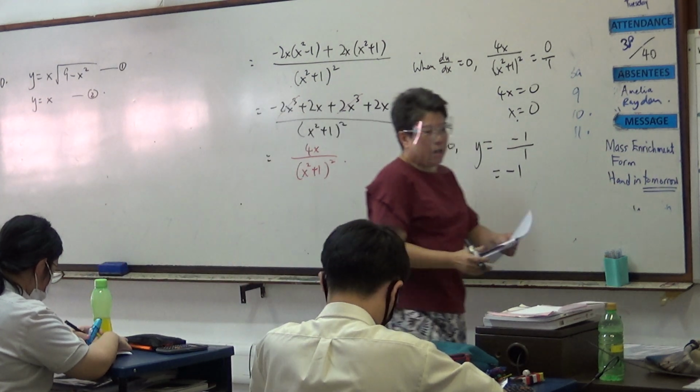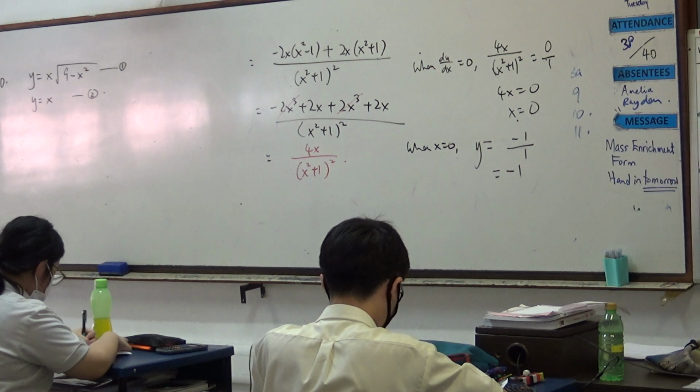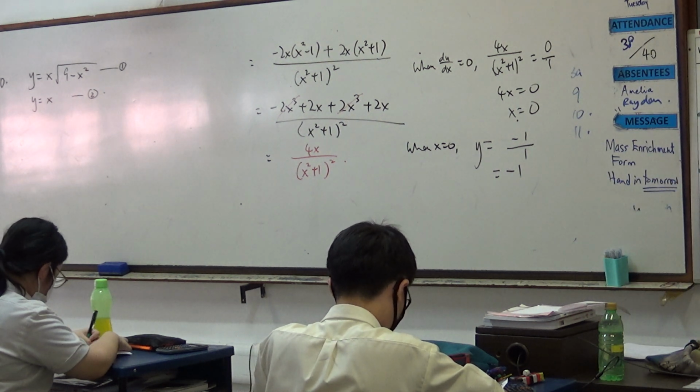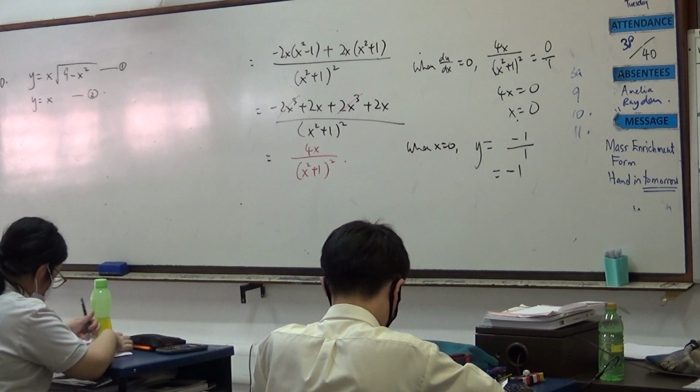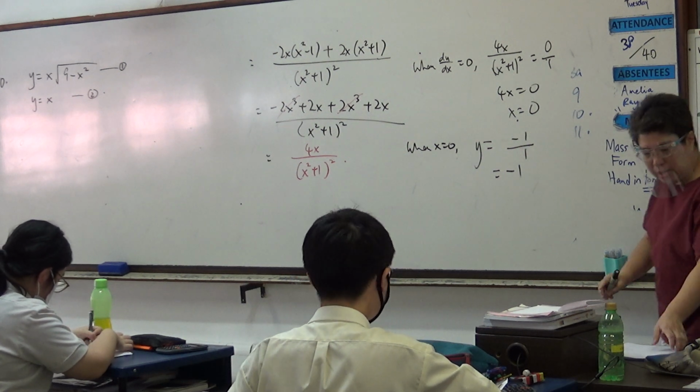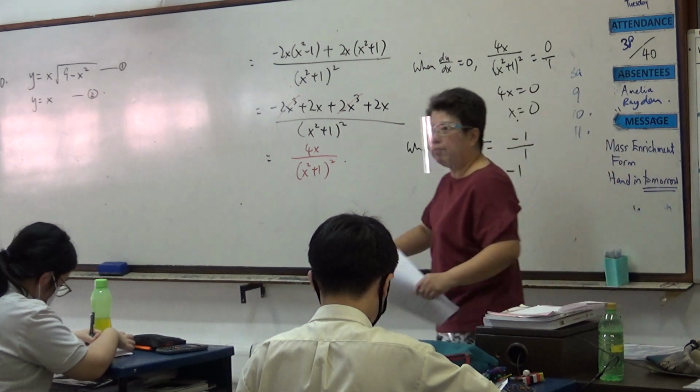Look at the question again. I'm going to read the question. The equation of a curve is x blah blah blah. Find the gradient of the curve at each of the points where it meets this. That means I must solve this equation first, right?